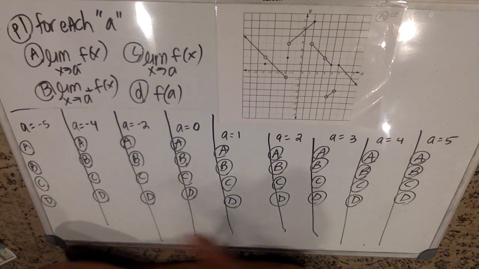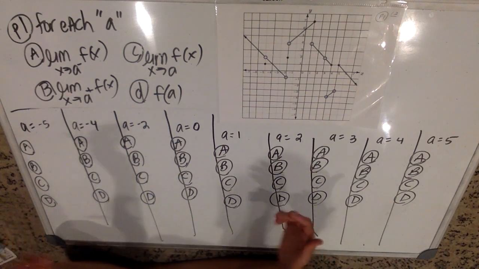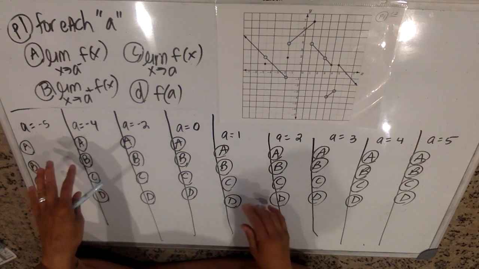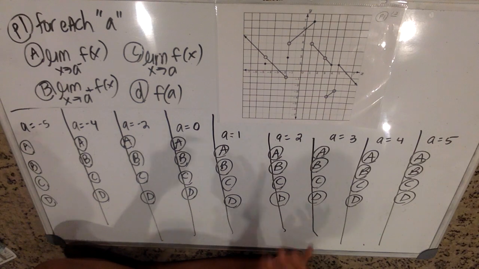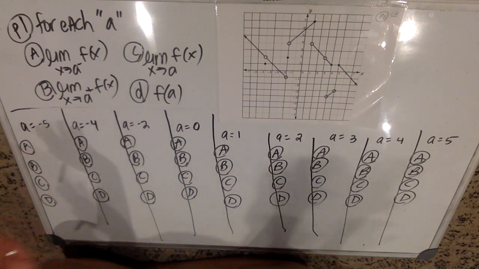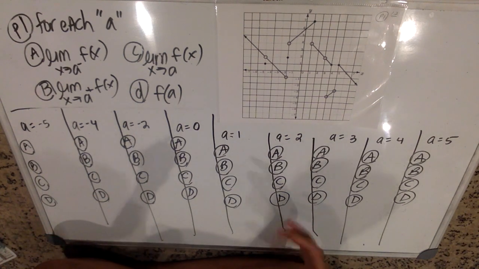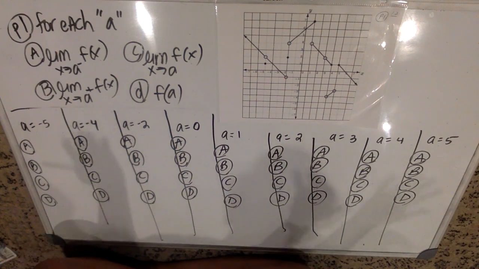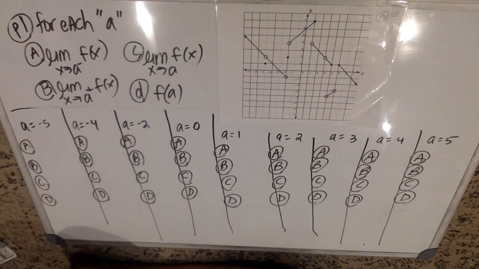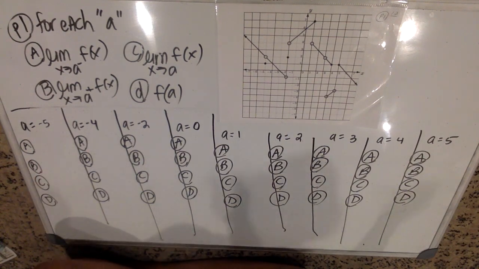So I picked a bunch of random x values, right? What I did here is I picked a couple that are nice, happy, continuous points, and I picked all of the ones that are not nice, happy, continuous points. So we'll walk through. But remember, if something is continuous, then all four of these values are just equivalent to whatever the y coordinate is of the actual point. So we're going to go ahead and start with a equals -5.